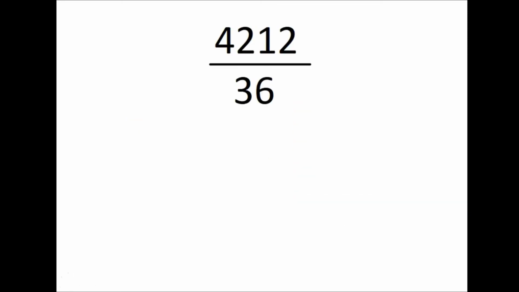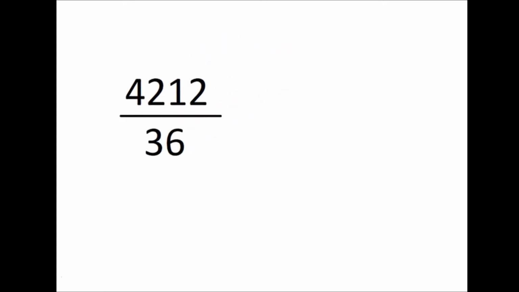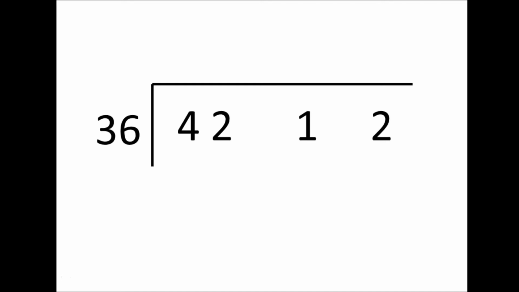So let's try another number. We have 4,212 divided by 36. So we're going to bring it over to the side again. We're going to rotate it 90 degrees, and let's go ahead and put it inside. So we're going to go ahead and divide it up into parts.